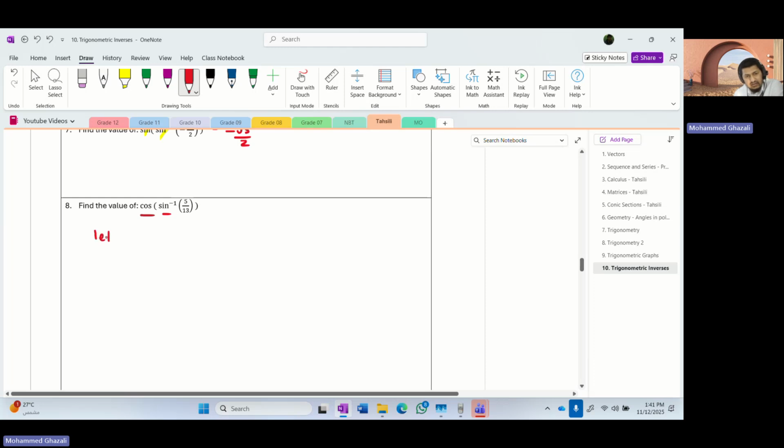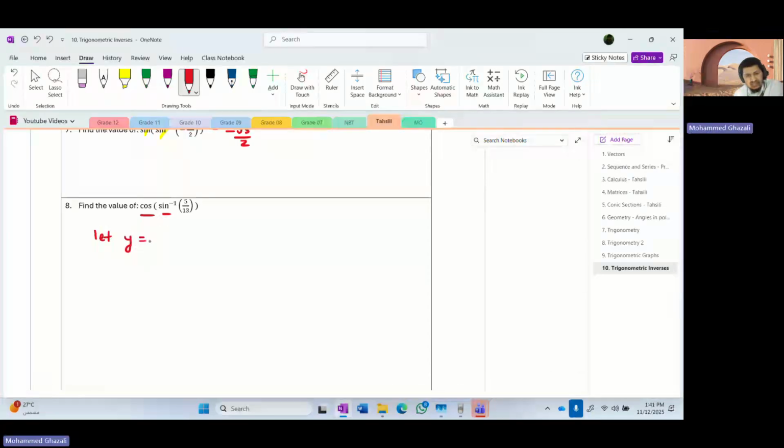So we're going to say let y equal sine inverse 5 over 13. What are you finding? You're finding cos y, because we already made this whole thing equal to y. So you want to find the value of cos y. Easy. You're going to sine both sides. You get sine y is equal to 5 over 13.